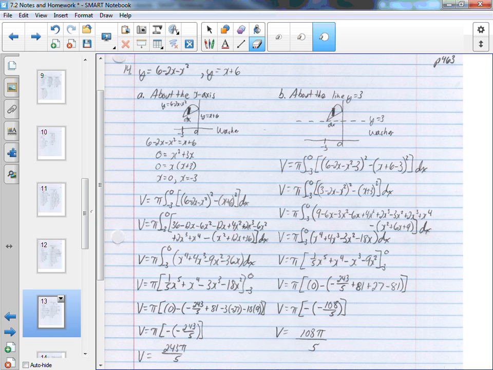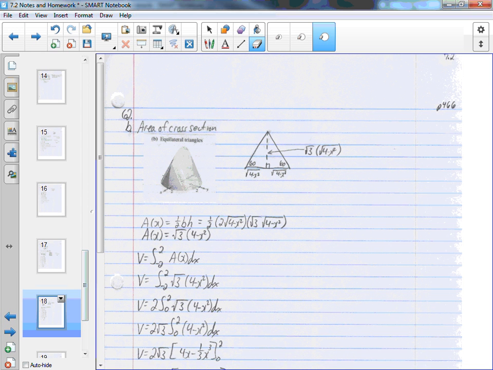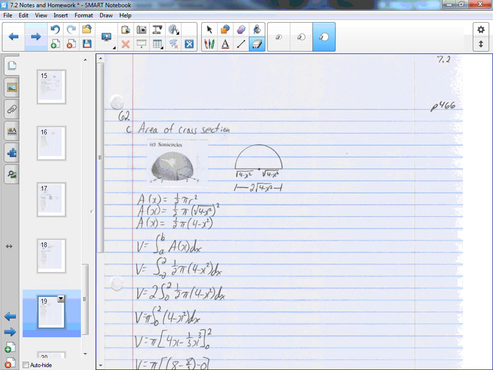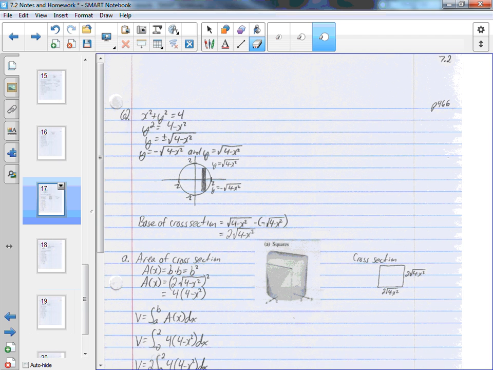62, which part? 62, the one with the circle. The semicircle. That'd be part C. Okay, is there anything that we did in part A or B that we have to use for C? Yeah, there is. So let's look at this first.